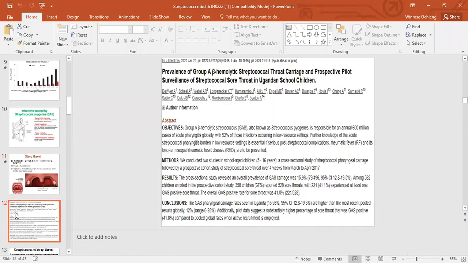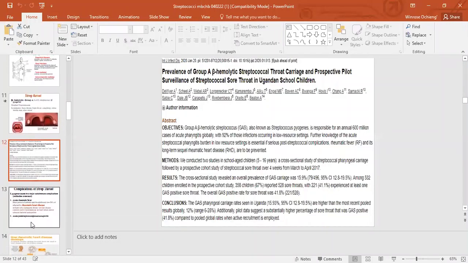So this was a paper. Please read it, to show the prevalence of group A. Remember, we have just mentioned that Streptococcus pyogenes mostly affects children. It's a very good paper. It will make us understand more. It's very important for us to read.